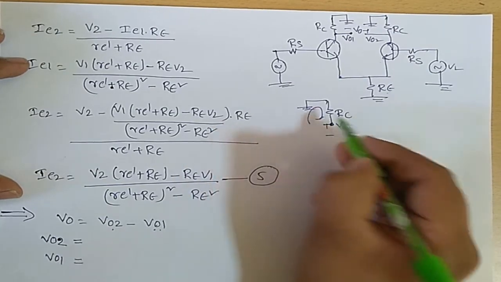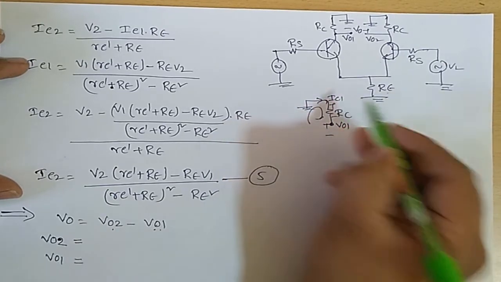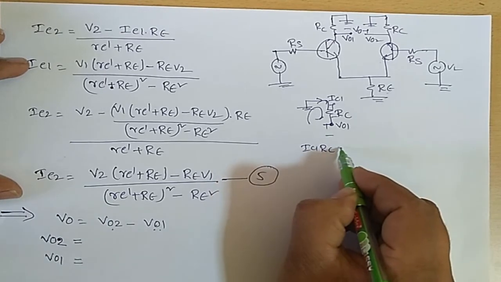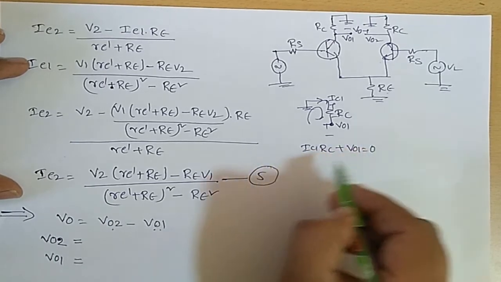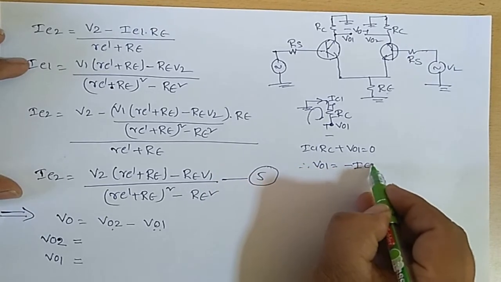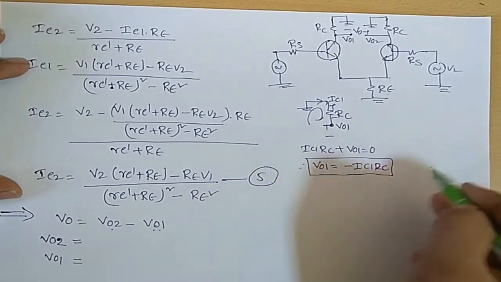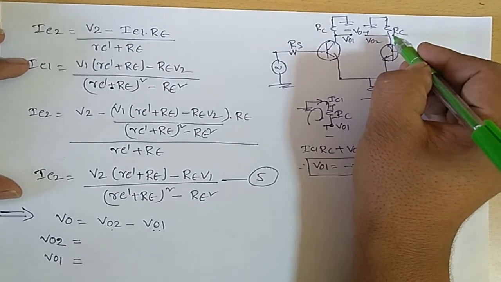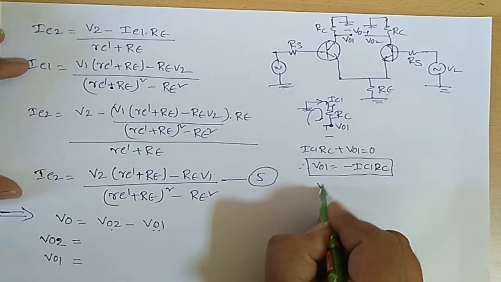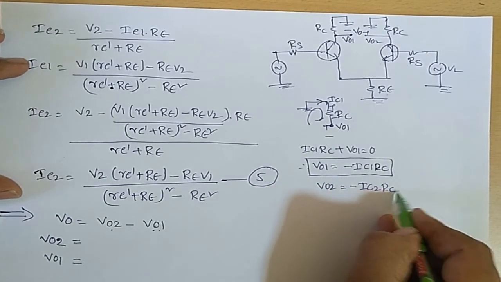Apply the KVL. What is the answer? Here this current is IC1. Therefore IC1 RC plus VO1 equal to 0. Therefore VO1 is equal to minus IC1 into RC. Clear? And similarly we are estimating the collector output voltage VO2. What is VO2? Similarly VO2 equal to minus IC2 into RC.